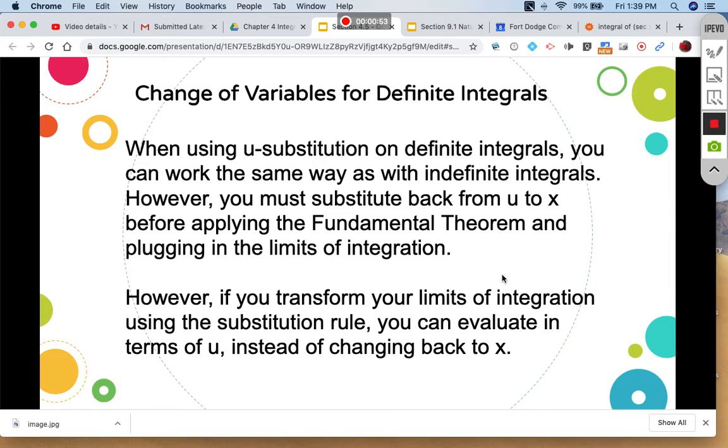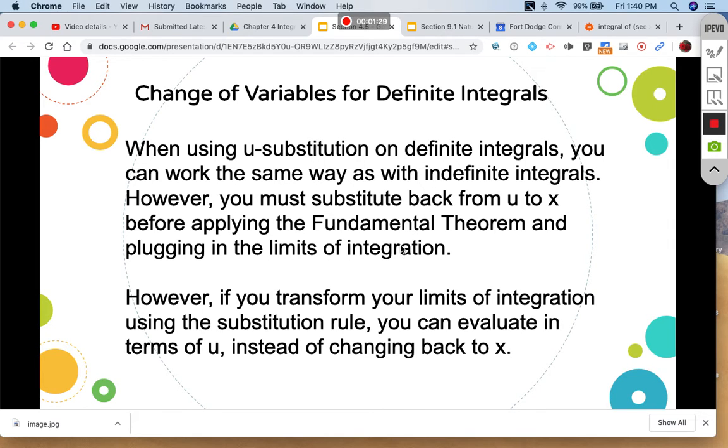Basically, the big difference between the indefinite and the definite when we're working on it is those limits of integration, that a to b. One thing we can always do is find the antiderivative. You can go ahead, do your u-substitution, find the integral the way we were doing it in the last video, and then take that back to your original limits of integration, plug them in, and work with it that way.